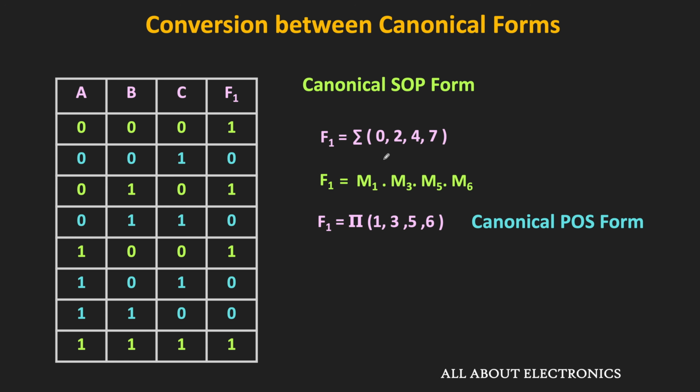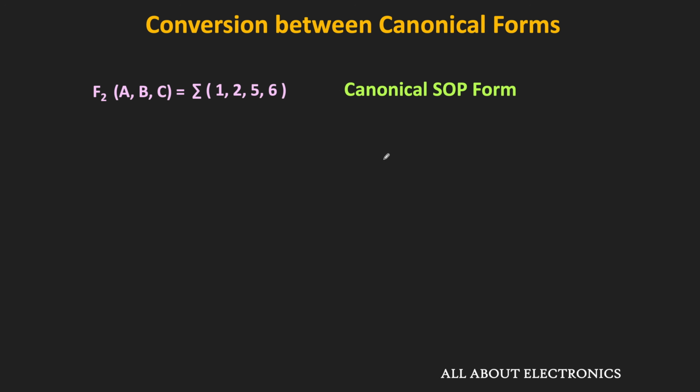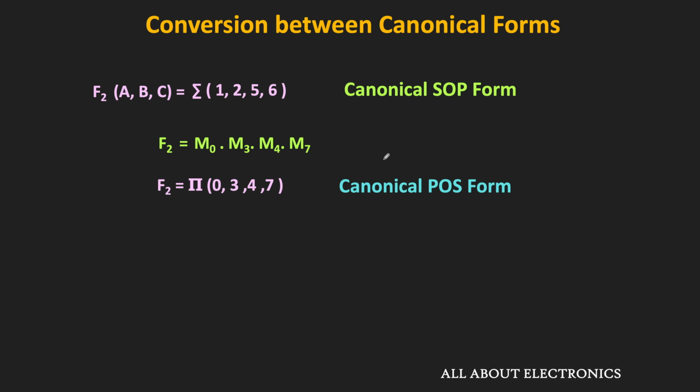So to understand that, let us take one more example. So let's say we have been given one expression in the canonical SOP form and we want to find the equivalent POS form. As you can see, this f2 is a function of 3 variables. That means it will have a total of 8 min terms and max terms, starting from 0 to 7. Now in the POS form, we will have the numbers which are not present in the SOP form. So in this case, those numbers are 0, 3, 4 and 7. And therefore, this is the equivalent POS form of the expression. So in this way, we can convert any one canonical form into the other canonical form.